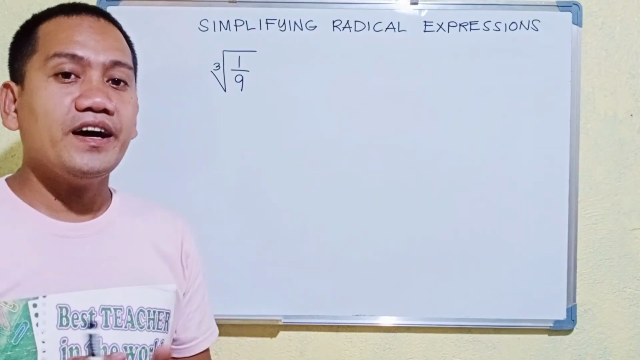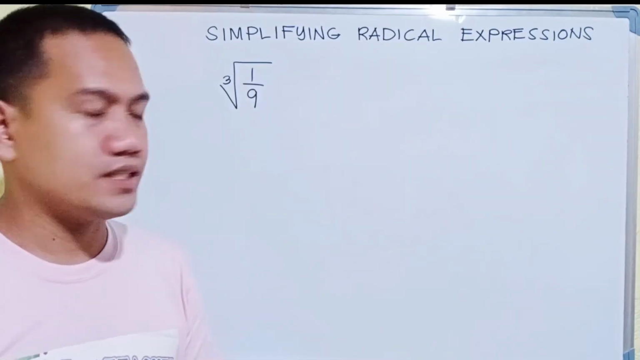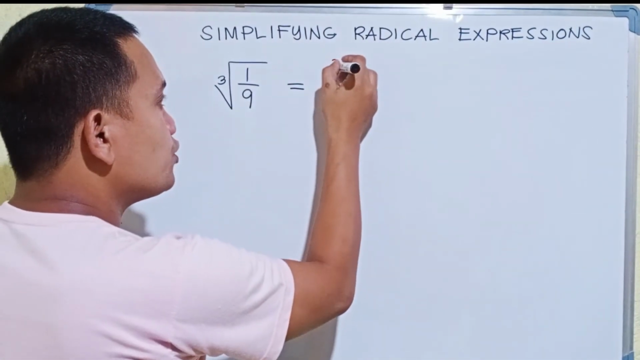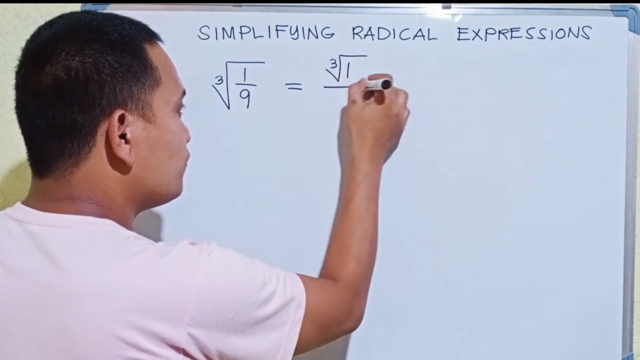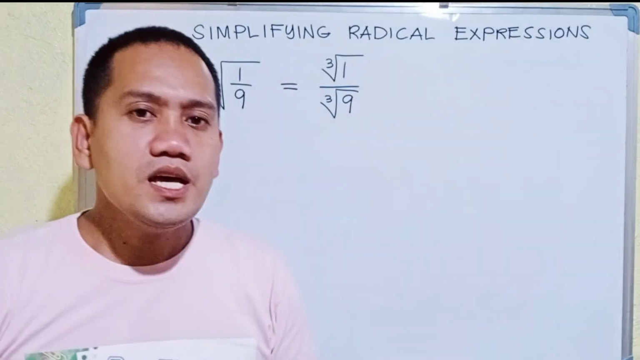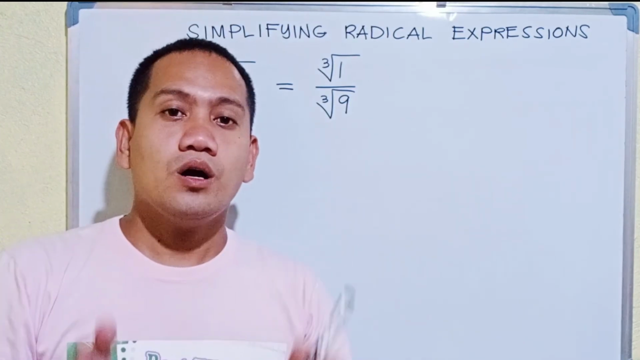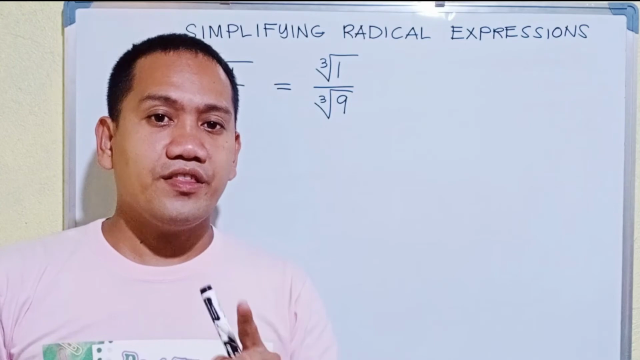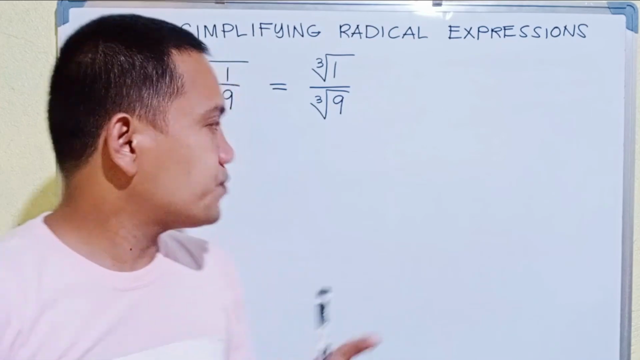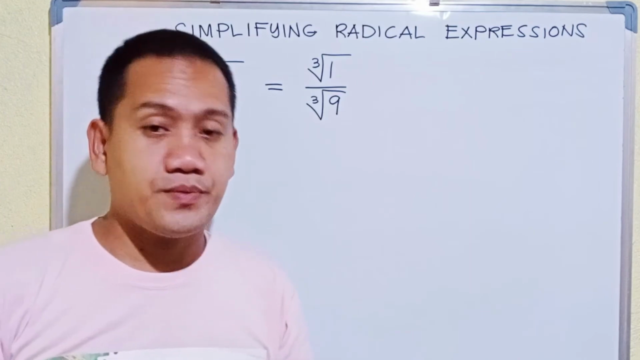Let us try to simplify our next radical expression, and this is cube root of 1/9. So applying the quotient rule, this expression can be written as cube root of 1 over cube root of 9. So it is indeed very important for all of us to remember that a radical expression is simplified if and only if there is no radical symbol in the denominator. From this certain expression, we have cube root of 9. So how will we simplify this expression?